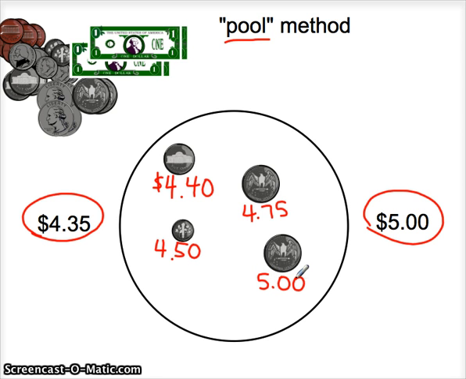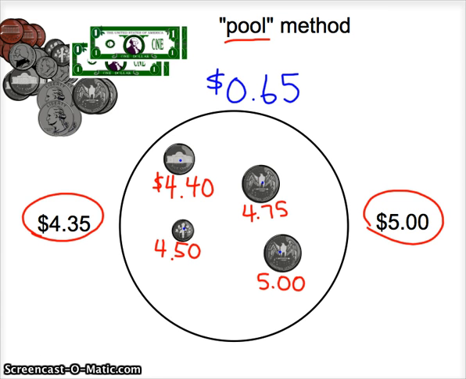So now what we've done is we've figured out the difference between $4.35 and $5 by putting coins in the middle. Now all we need to do is add up the coins. So 2 quarters equals 50 cents, plus a dime is 60, and a nickel is 65 cents. So the change we get back should be 65 cents from the clerk.